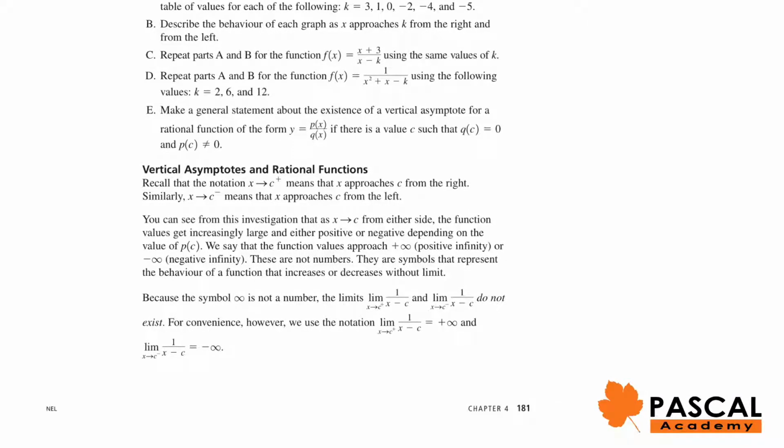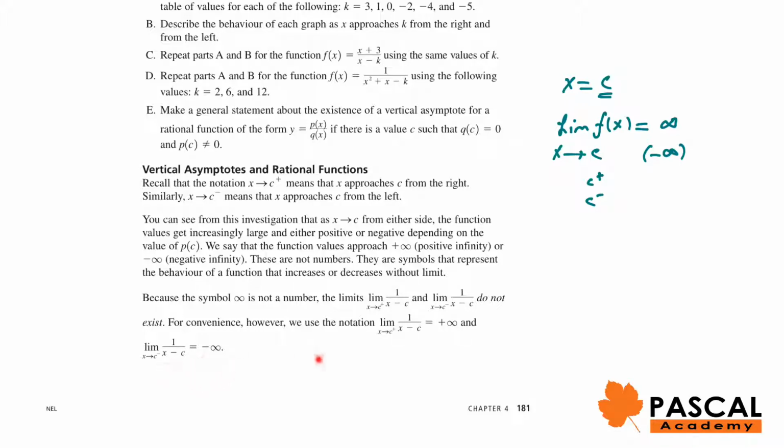A vertical asymptote of a function is a vertical line for which the limit of f of x as x approaches c, if the line is x equals c, is either positive or negative infinity. It could be from the right side or the left side.